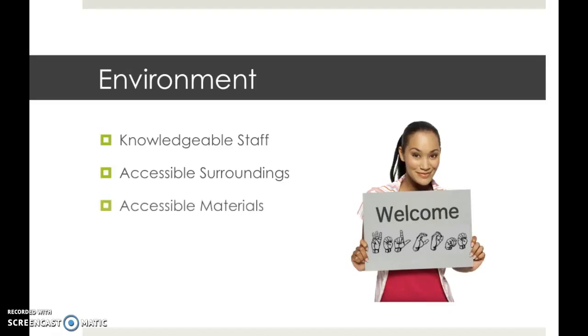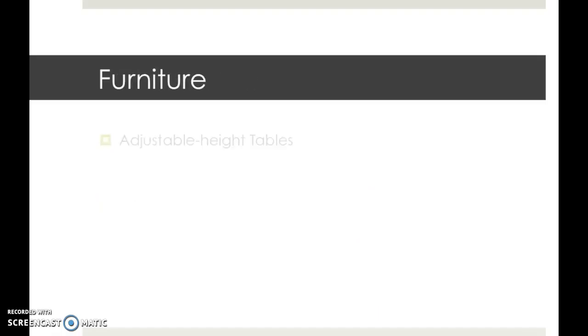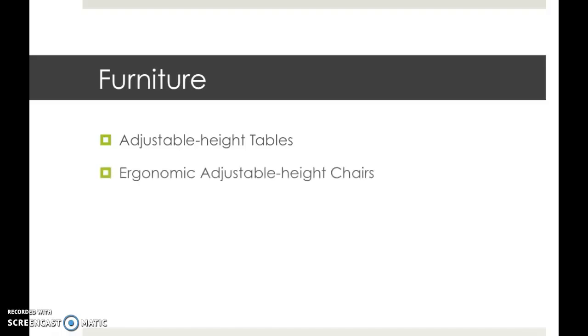Finally, you should ensure that computers, printers, scanners, paper, and all other lab materials are physically accessible to all students, even those in wheelchairs. If they're out of reach, they're not usable, and this leads us to furniture. For furniture, you'll want adjustable height tables to accommodate students of varying sizes and in wheelchairs, as well as adjustable height chairs that are comfortable and designed for ease of use.